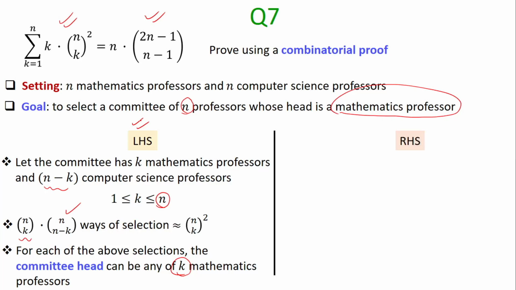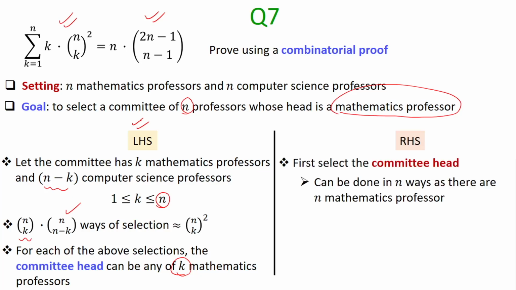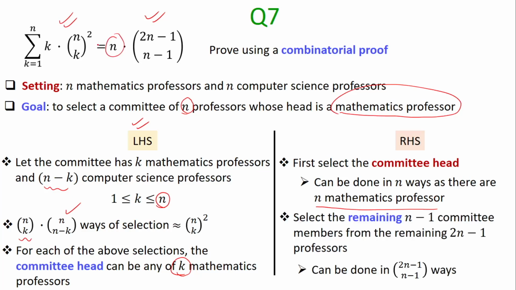Let's see the RHS expression. I can say that in order to satisfy my goal, I have to do the following. I have to first select the committee head, and this can be done in n ways because there are n mathematics professors. So that's why this n is here. Now once I have decided the committee head, I still have to choose the remaining n minus 1 committee members, and they can be chosen from the n computer science professors and the remaining n minus 1 mathematics professors. Namely, I still have 2 times n minus 1, that is 2n minus 1, professors left. I have to choose n minus 1 members out of them, which can be done in these many ways.